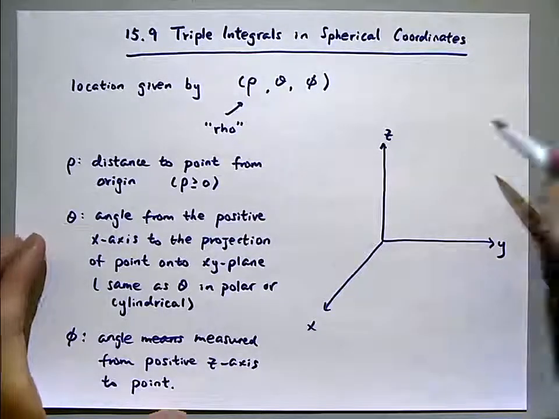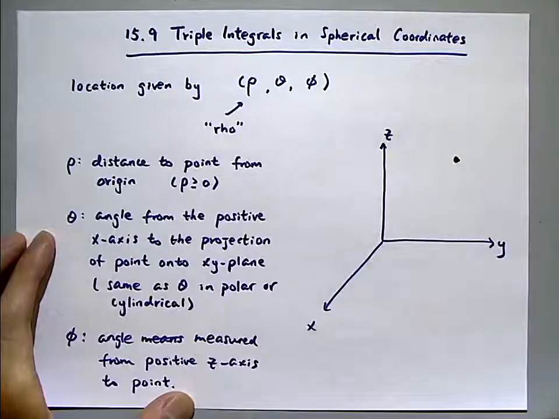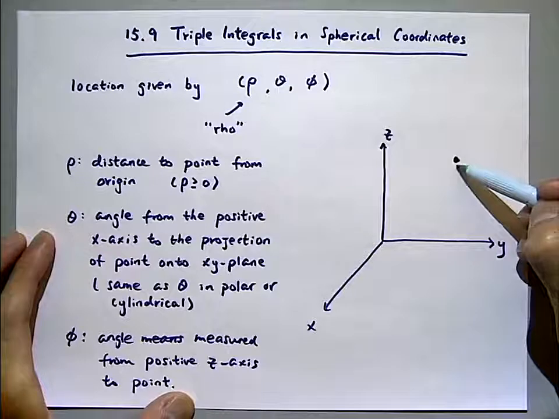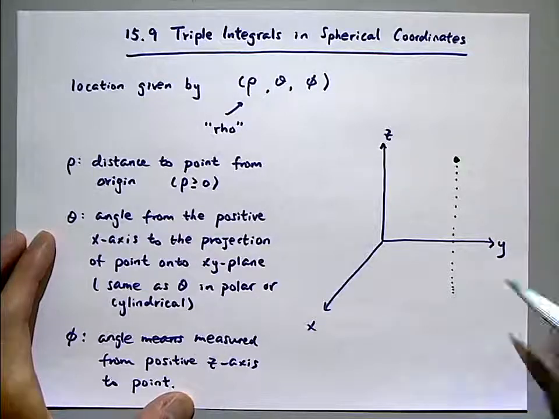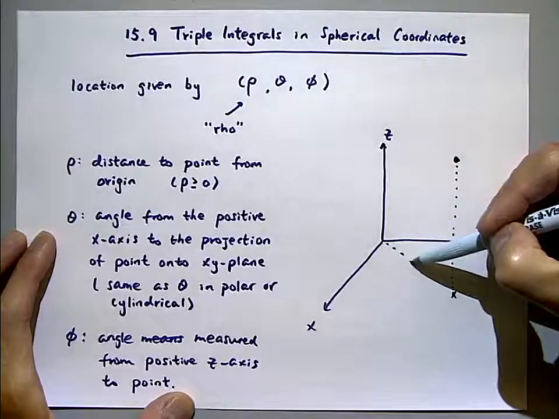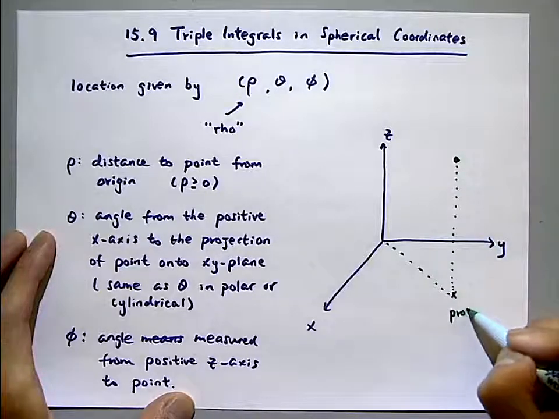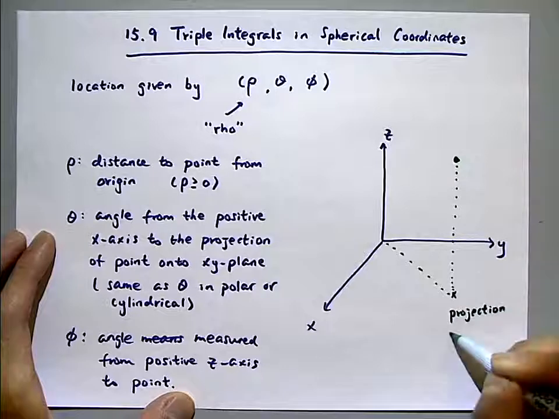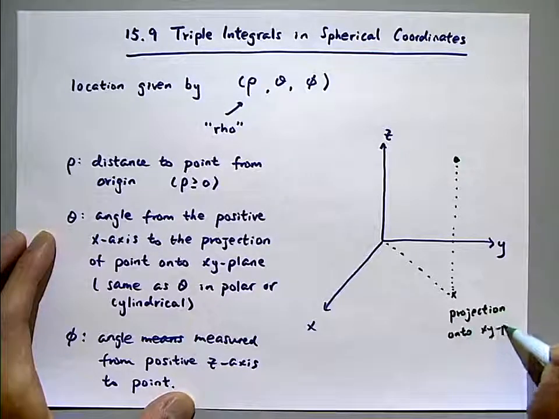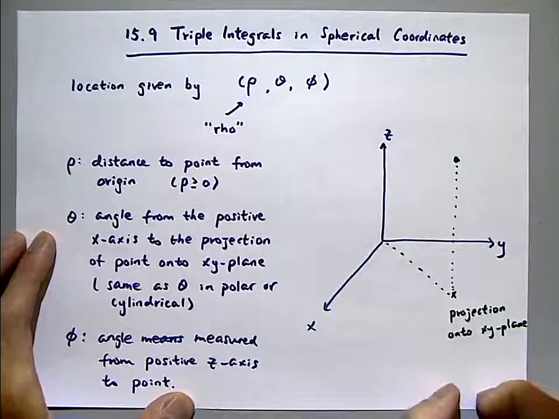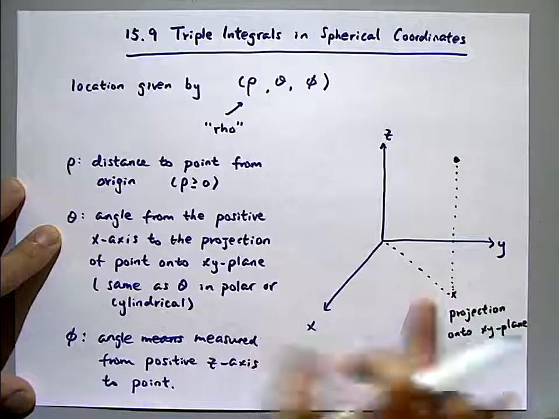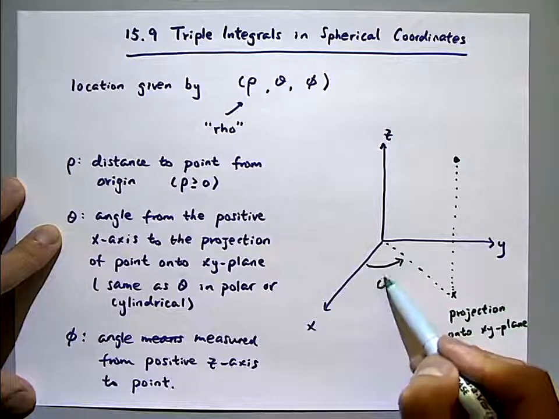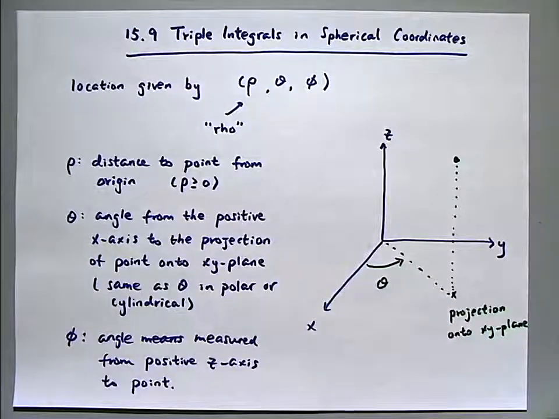Okay, so suppose our point is right here. First thing we're going to do is to project it down onto the xy plane, the shadow of that point. Let's say the shadow is right here. The angle theta is measured from the positive x-axis to that location. So this is theta. Like I said, exactly like the cylindrical or polar coordinate theta. Exactly the same thing.